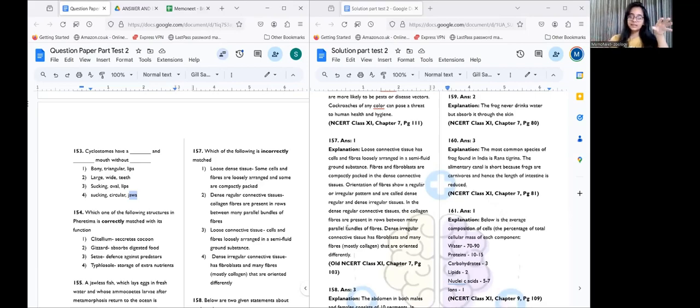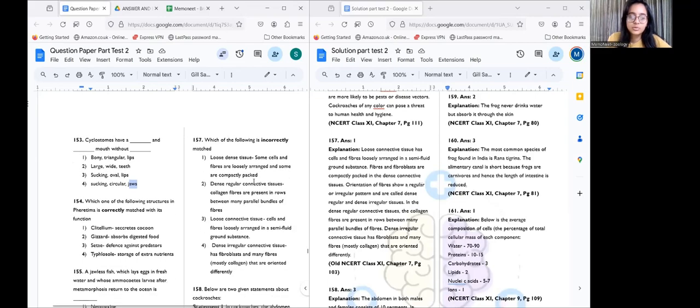Regular dense connective tissue means that all the collagen fibers are arranged in a regular pattern. Irregular means they are arranged haphazardly. So the answer for this is the first one, which is some cells in loose connective tissue. Some cells and fibers are loosely arranged and some are compactly packed? No, all of them are loosely arranged. Okay. So that's why the answer to 157 is 1.